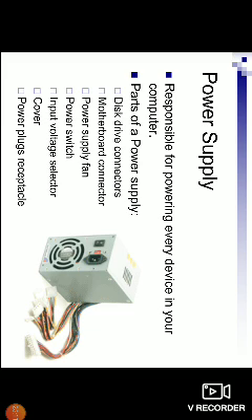The first one is the SMPS. SMPS stands for switch mode power supply. It converts AC to DC. AC stands for alternating current, and DC stands for direct current. The system needs only DC current. So for this, SMPS converts AC to DC.